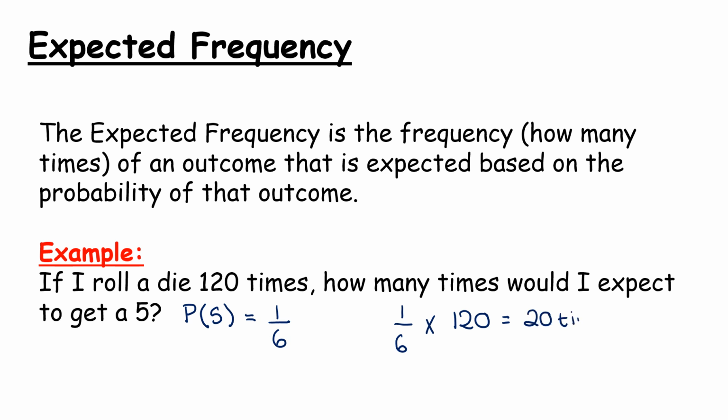Now, that is basically what we're working with. We're saying the probability of that outcome multiplied by the number of times we do something, or the number of trials.